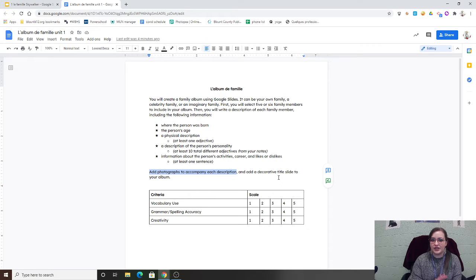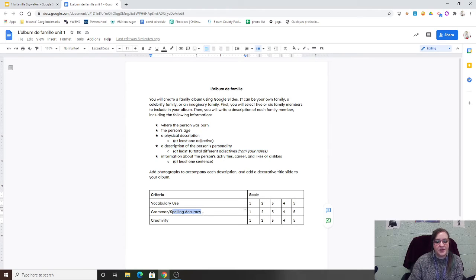Okay, so I shouldn't just start on a page with a person. I should have a little introductory slide. And then the rubric is pretty simple. I'm grading you on vocabulary use, so that's essentially this section here, making sure you use different adjectives, making sure they actually are adjectives that came from your notes, making sure that it's varied, you're using different adjectives.